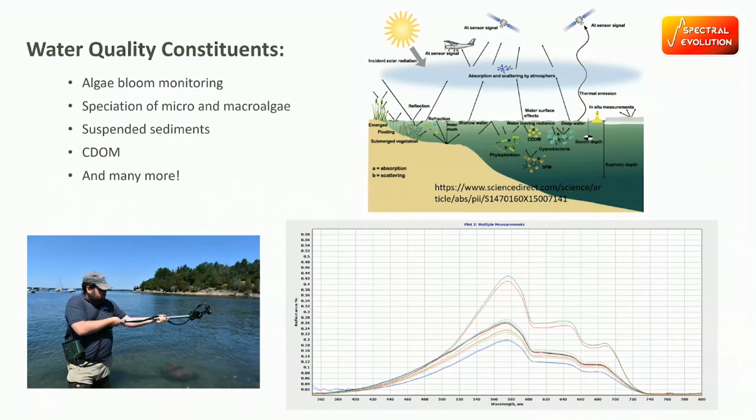So water quality measurements are very common. You can conduct algae bloom monitoring, speciation of micro and macro algae. You can define different suspended sediments as well as CDOM and many other metrics. So with water reflectance measurements, it's very important to avoid those specular components, because the ocean surface is very shiny or mirror-like, especially if it's a very calm day. So it's important to define your angle with the sun and make sure that you're not collecting data directly towards the sun. There's many different procedures for this.